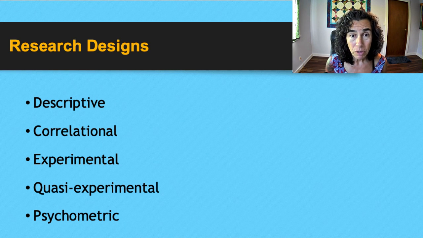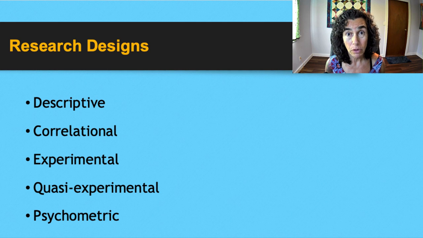So descriptive research does not prove anything, right? It's not using an intervention. It's just looking at a group of people and saying what is true about this group of people. Survey research, naturalistic observation, and case studies are types of descriptive research.